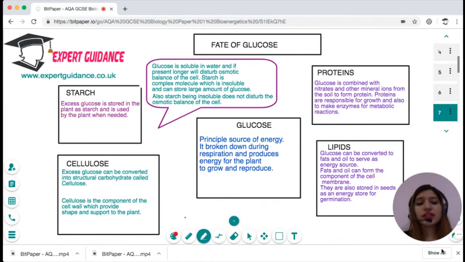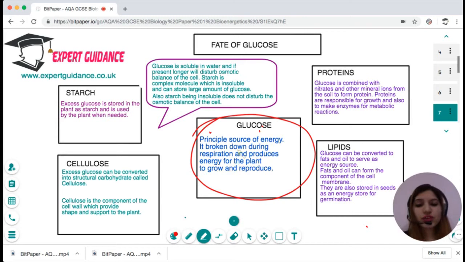Now the question is, the glucose that is made in photosynthesis, what happens to that glucose? What is the fate of this glucose? Now this is the slide that summarizes the different ways in which the glucose is used up. The first basic way is that it's the fuel for the cells. It's the fuel for the living organism.